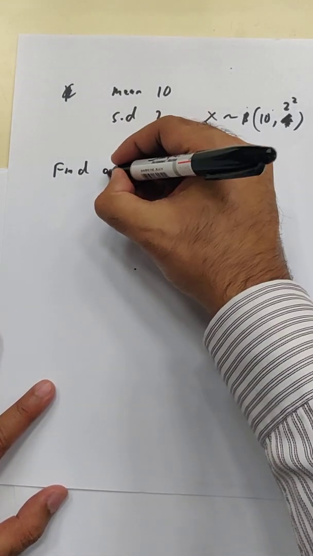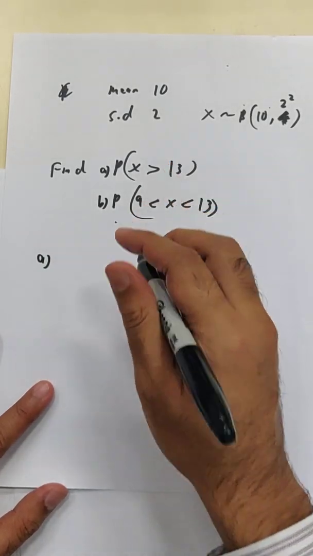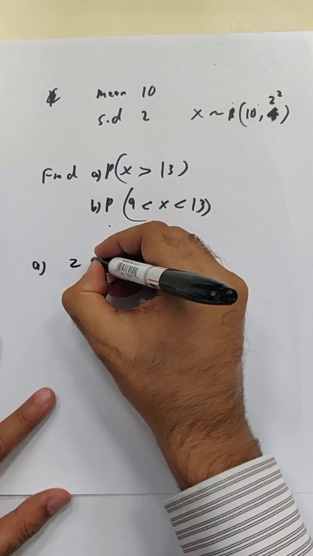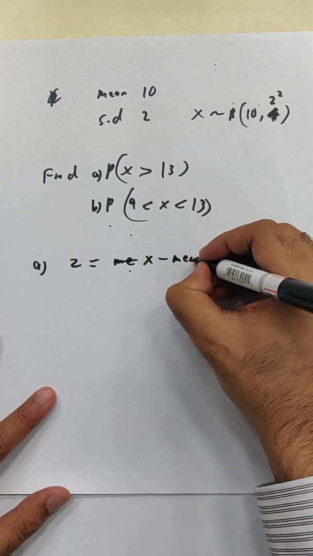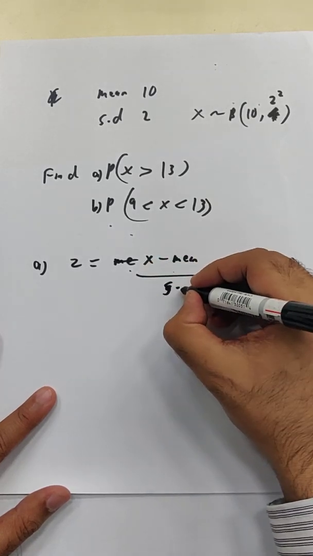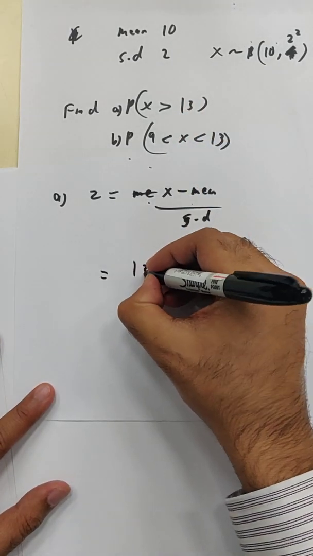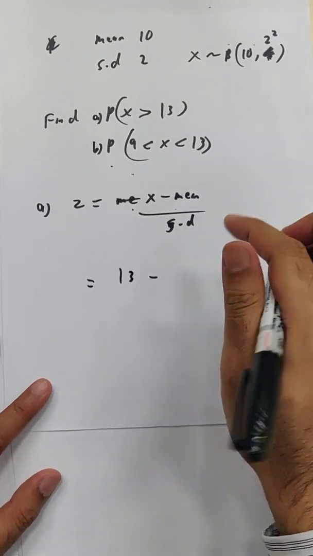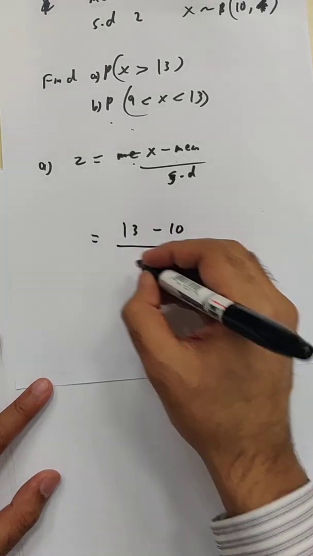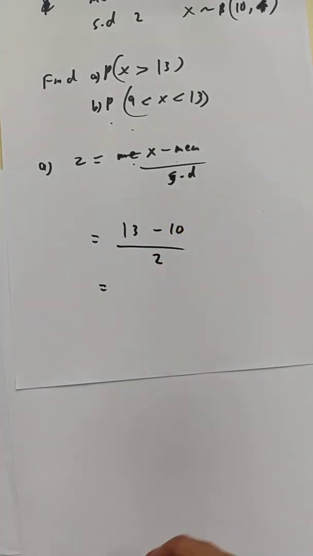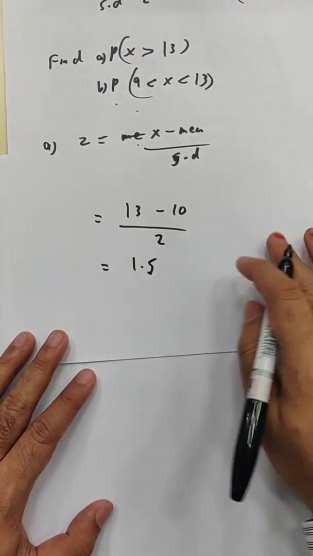Alright, so let's try the first one. Let's call this one A, that's one B. So for this one here, remember the formula is Z equals X minus mean over standard deviation. That will be the formula. So your X right now is 13 minus mean is 10, over what? 2 or 4? 2. 3 over 2, 1.5.